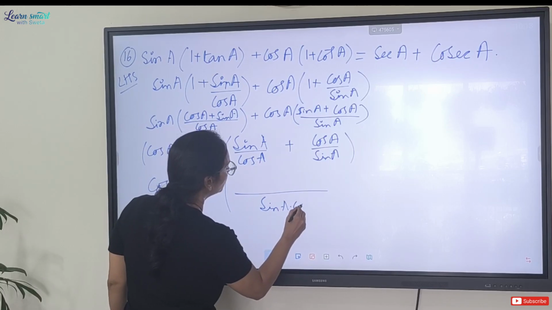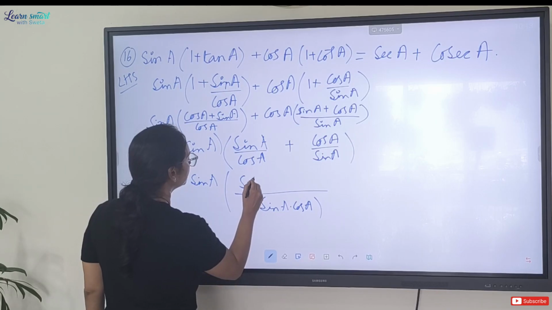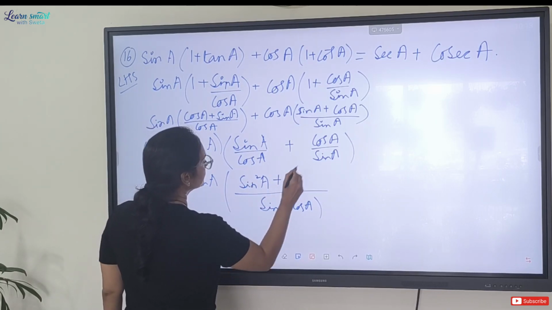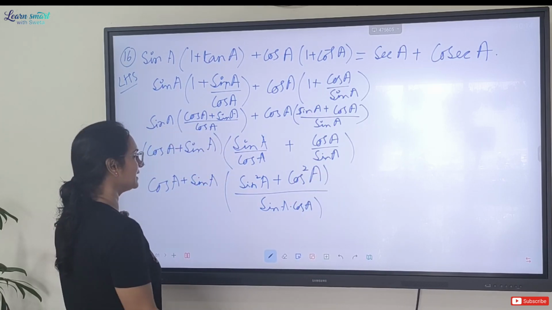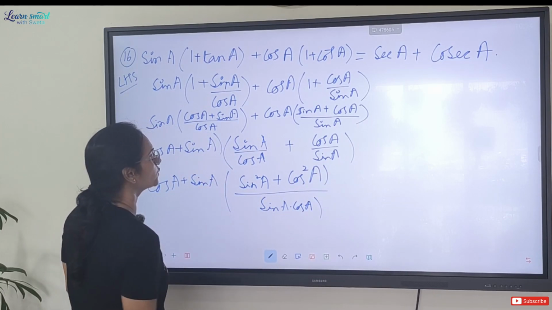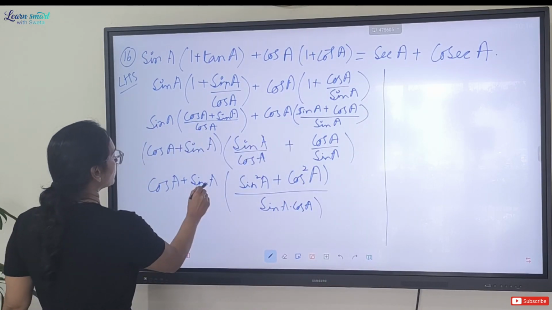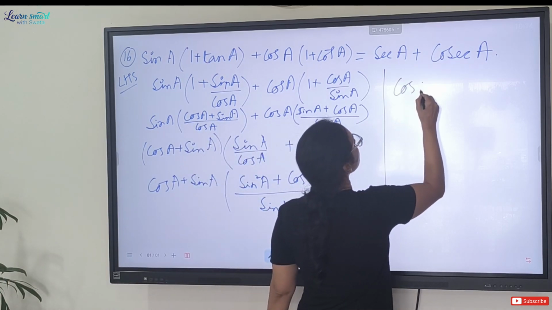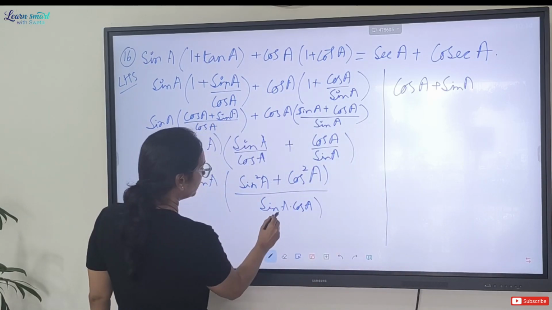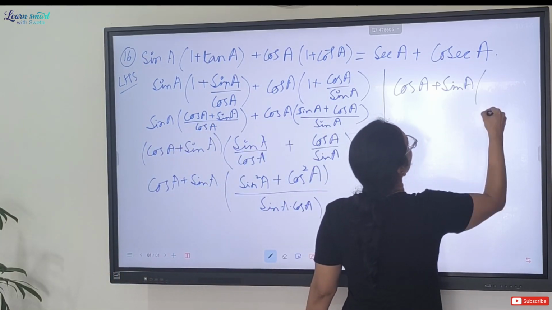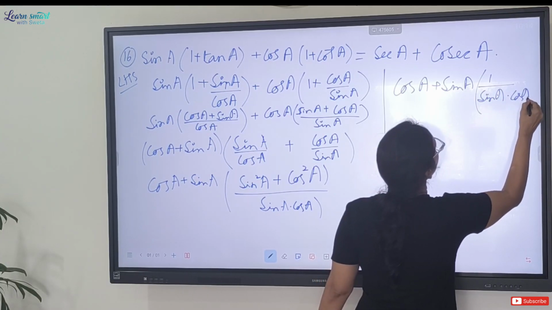Sin A into cos A, and here we get sin square A plus cos square A. Now again we will do the same thing. We can write sin square A plus cos square A as 1. So this will remain as it is, cos A plus sin A, and 1 upon sin A into cos A.